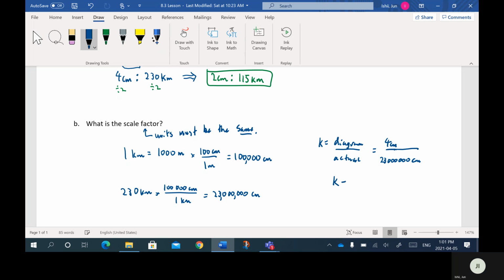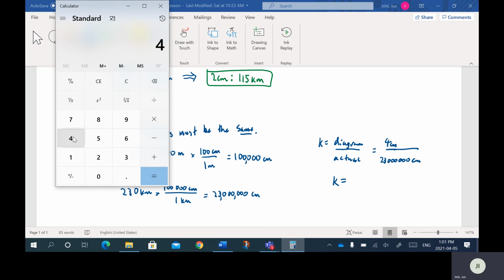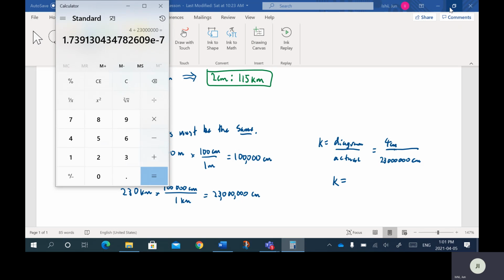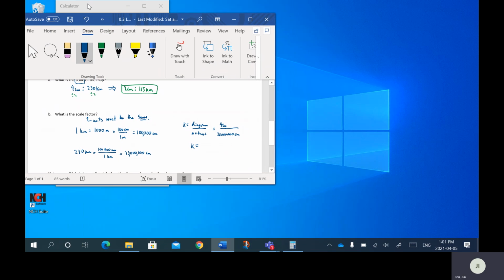I'm going to divide these two. Let me pull up the calculator, and I'm going to go 4 divided by 23 million. And we get, all right, this answer is actually in scientific notation. What would happen if I just enlarge it? It just gets bigger. One sec here, let me move things around.